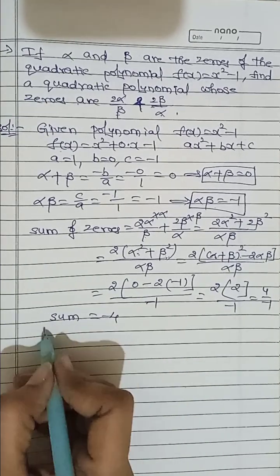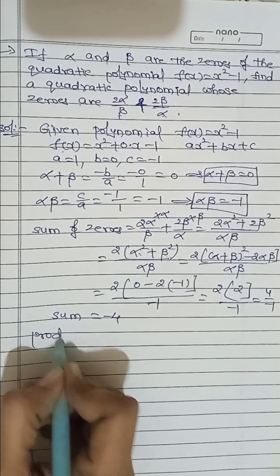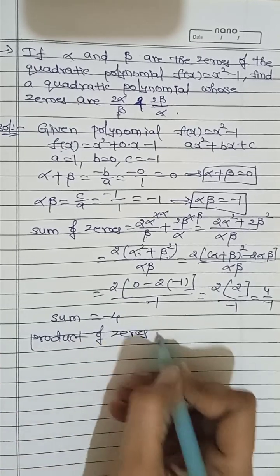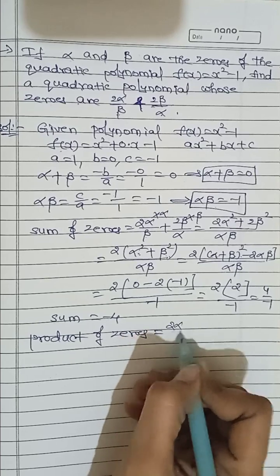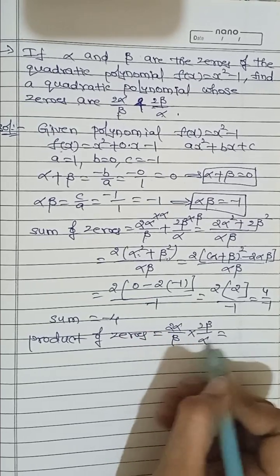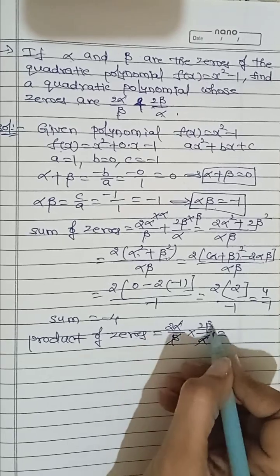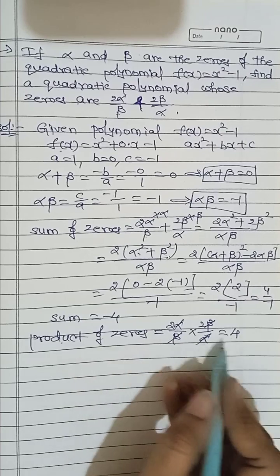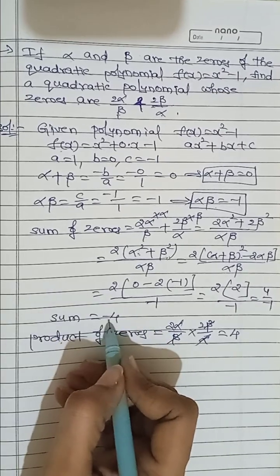Then we have to find the product of zeros. Product of zeros equal to 2 alpha by beta into 2 beta by alpha. Here alpha gets cancelled, beta gets cancelled. 2 into 2 is 4. Product of zeros we got 4, sum we got minus 4.